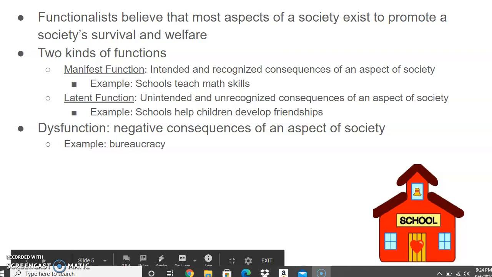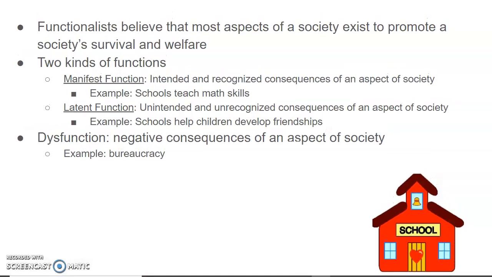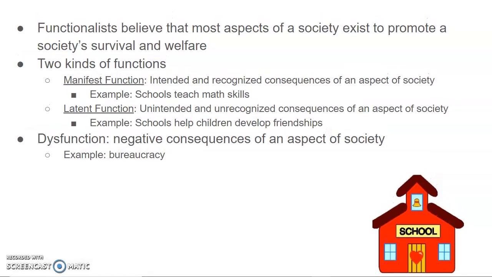Finally, we're going to talk about dysfunction within the functionalist perspective. So, functionalists also believe that there is a level of dysfunction that does exist within society. These are any negative consequences of an aspect of society. The example given is bureaucracy. And so, even though functionalists believe that dysfunction tends to go away or decrease over time, some of it does still hang around, and bureaucracy could be an example of that.